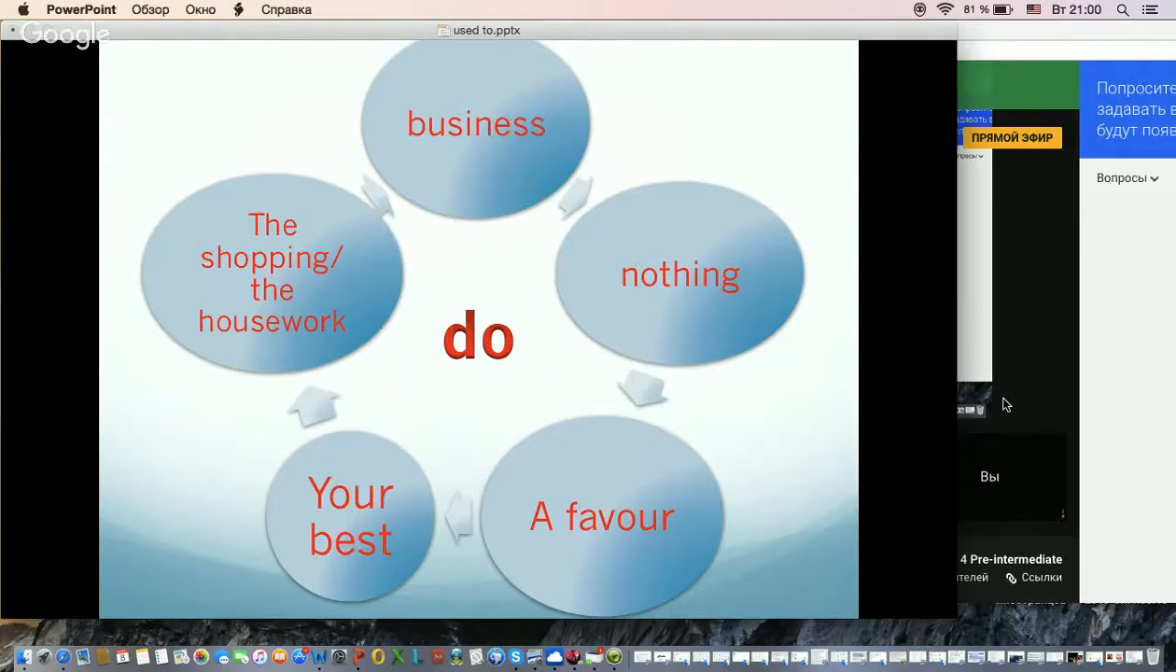Do a favor. Сделать одолжение или оказать какую-то услугу. Например, вам нужна помощь вашего коллеги, вы можете подойти и сказать, okay, friend, I'm very sorry for interrupting or for disturbing you, but could you do me a favor? I need your help. Не мог бы ли ты мне оказать услугу? Не мог бы ты мне сделать одолжение? Please do me a favor.